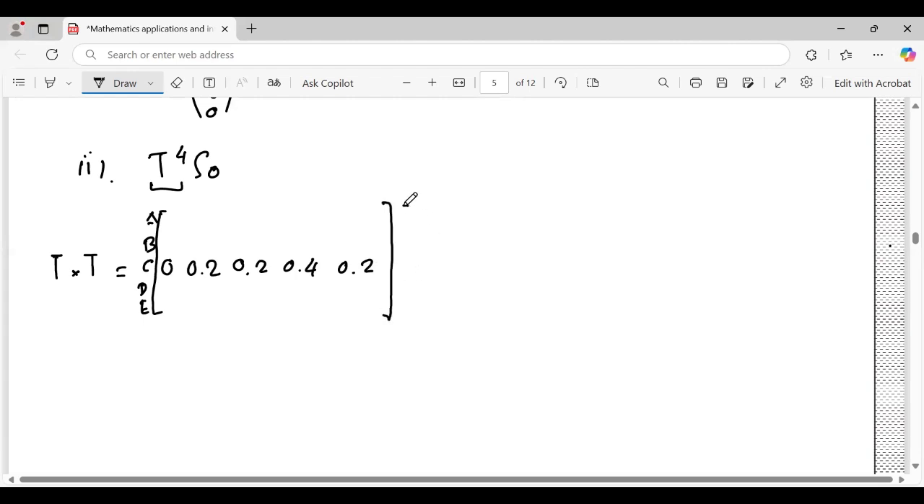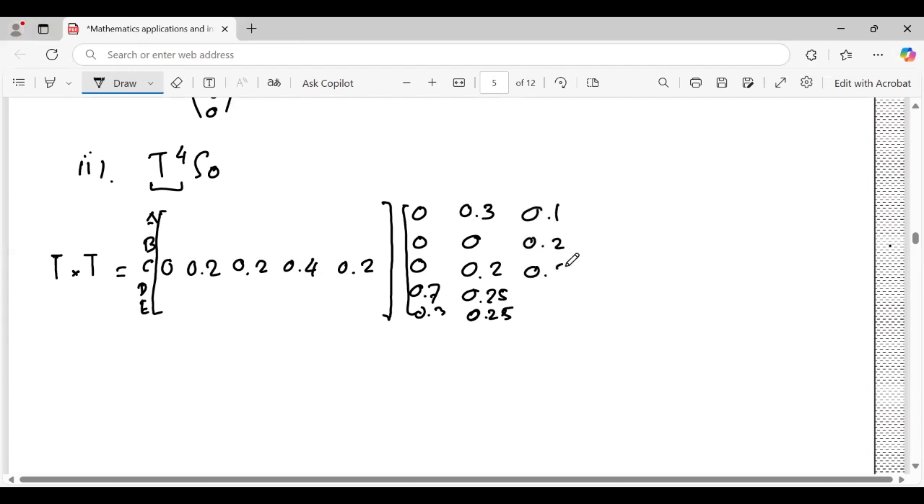Okay, and multiply by T times T: 0, 0, 0, 0.7, 0.3, 0.3, 0, 0.2, 0, 0.25, 0, 0.1, 0.2, 0.2, 0.3, 0.2, 0, 0.2, 0.4, 0.2, 0.2, 0.1, 0.4, 0.2, 0.3.